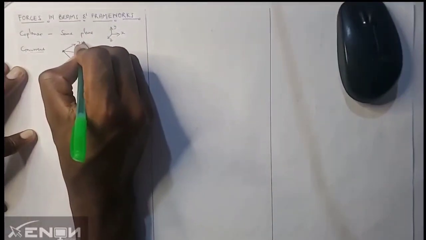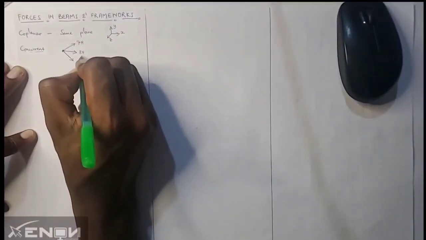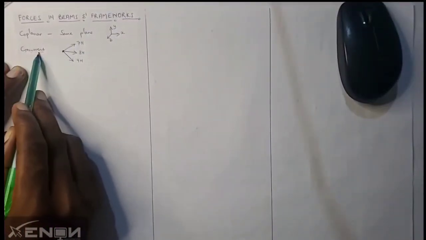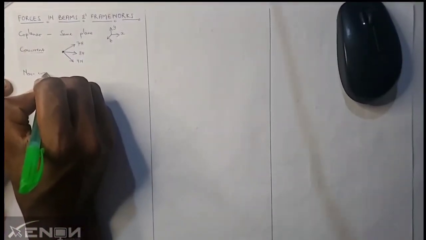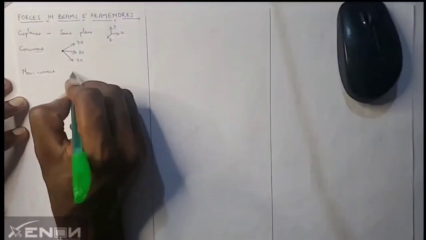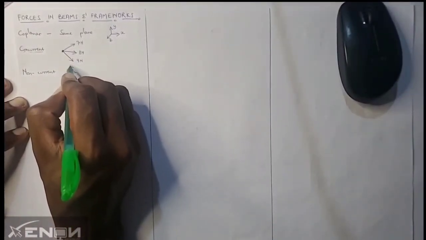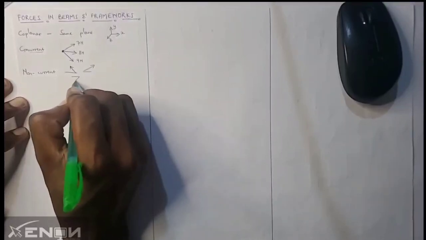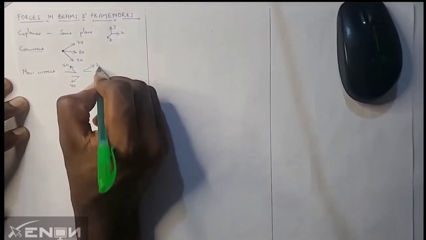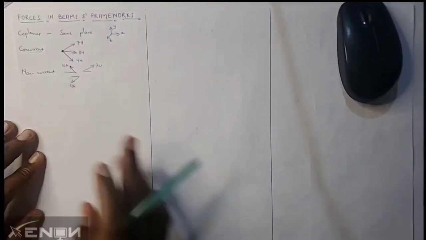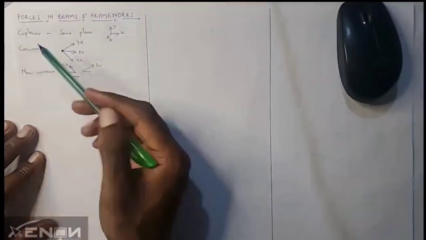So this can be 7 newtons, this can be 8, this can be 4 newtons. All these forces are called concurrent because they are from the same point. Another one is non-concurrent. As you can tell, the forces are from different points. So this can be 4 newtons, this can be 16 newtons, this can be 7 newtons. These are all forces but from different points, so they are non-concurrent.